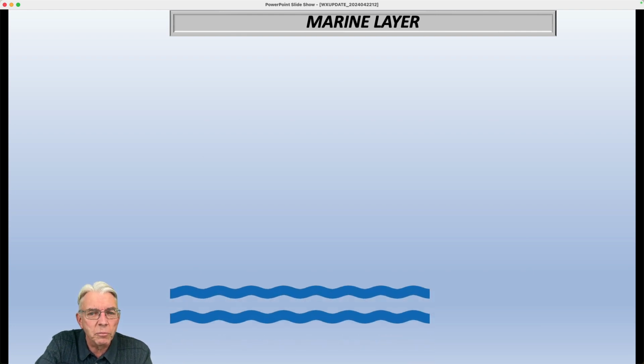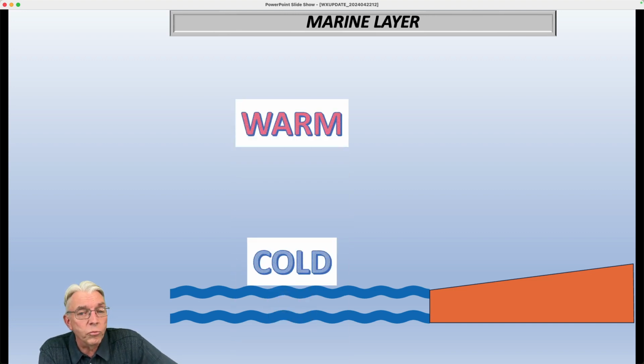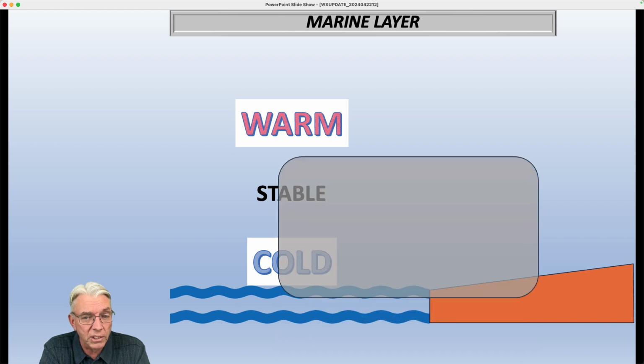This is the marine layer, and that's my poor man's excuse for the ocean. And there you have the land. Now, the water is fairly cold, okay, so it cools the air directly above that water. But the overall environment is actually fairly warm. So it's a stable environment where it's cool near the surface, and then it's relatively warm as you head higher up into the atmosphere. And so that makes it a stable environment.